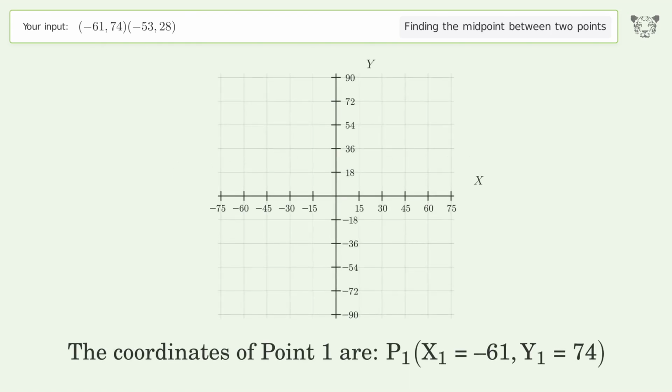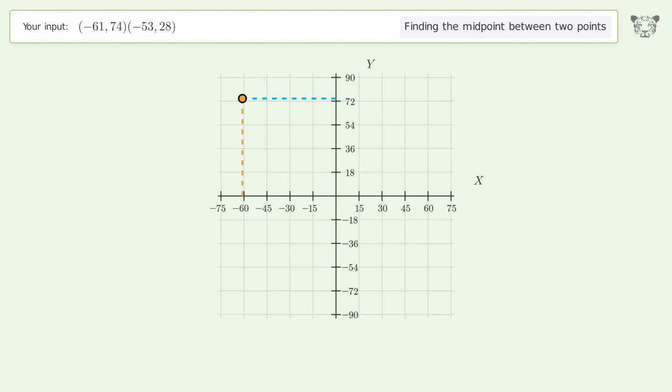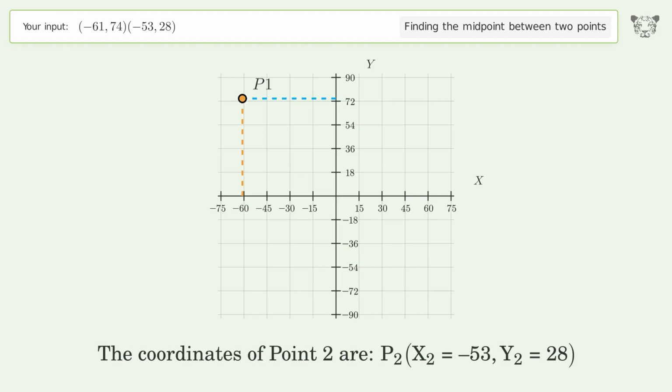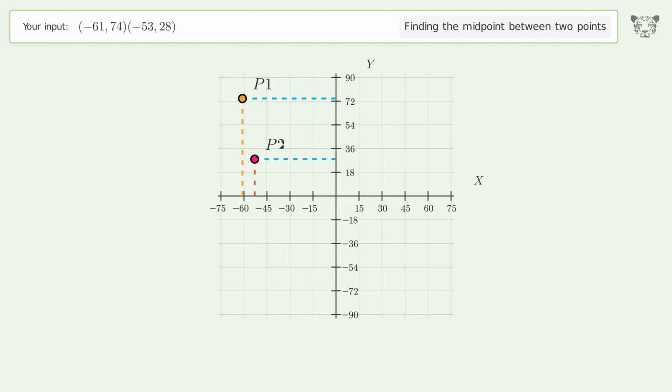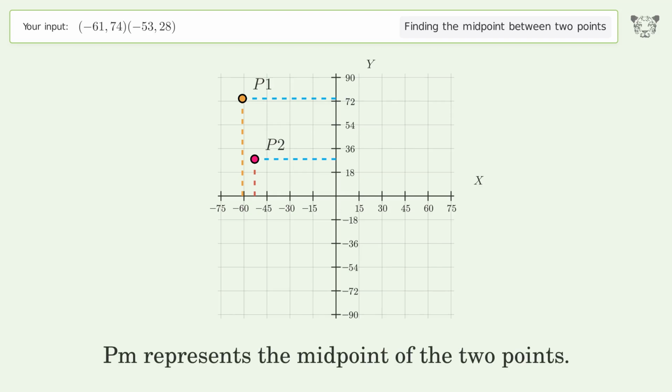The coordinates of point 1 are, x1 equals negative 61, y1 equals 74. The coordinates of point 2 are, x2 equals negative 53, y2 equals 28. PM represents the midpoint of the 2 points.